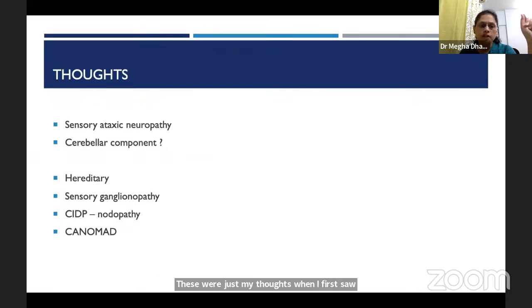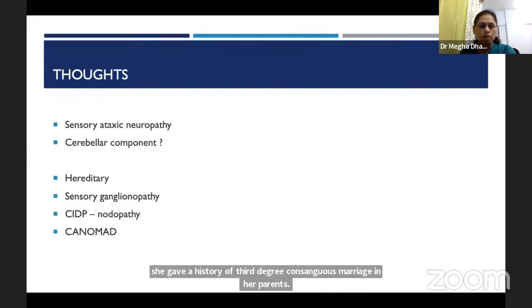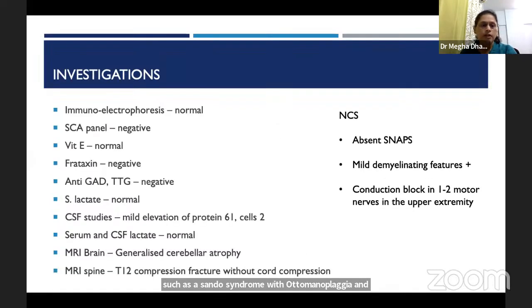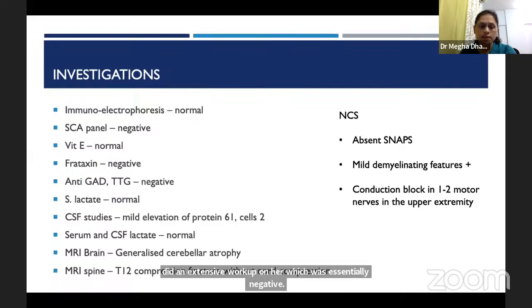Now, she gave a history of third degree consanguineous marriage in her parents. No other family member was affected. So we wondered if a hereditary sensory ataxic neuropathy, such as Sandhoff syndrome with ophthalmoplegia and dysarthria, should be considered. So with these thoughts, we did an extensive workup on her, which was essentially negative for a possible mitochondrial disease.